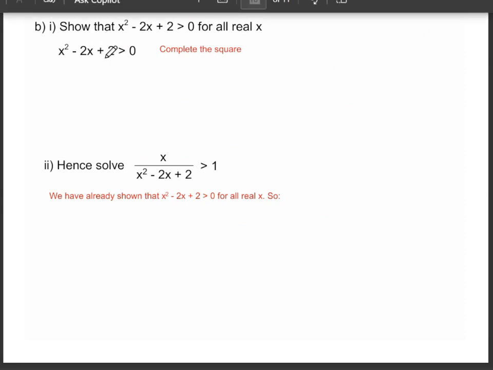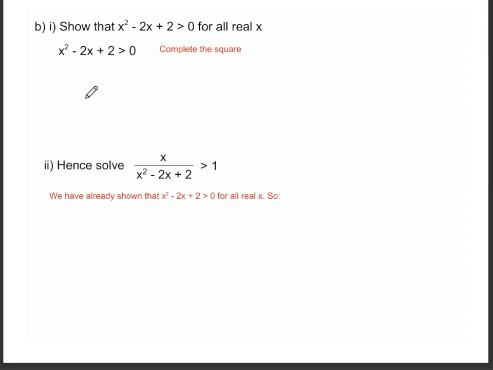You need to show that x² - 2x + 2 is greater than 0 for all real values of x. Now, whenever you're doing that, you need to complete the square. The reason we complete the square, I'll show you right now. So let's just complete the square here. (x - 1)² + 1. And that's going to be the completed square version of this. You can do it on your own and you should get this. And now we need to check if this is greater than 0 for all values of x.